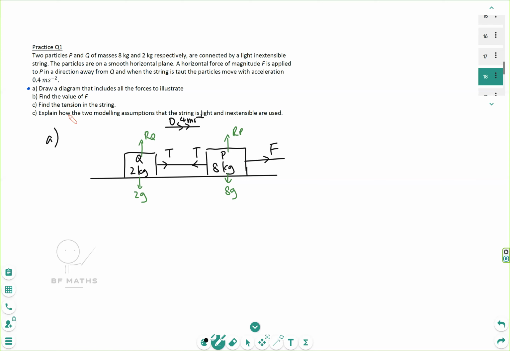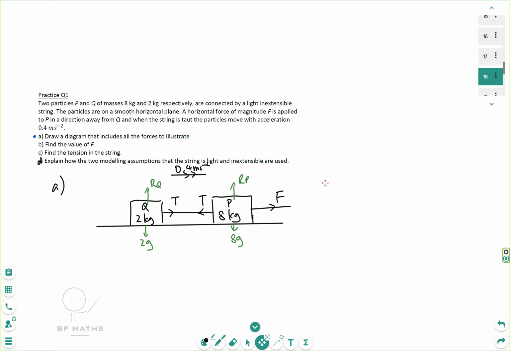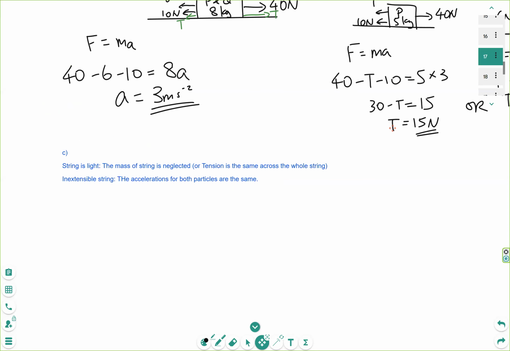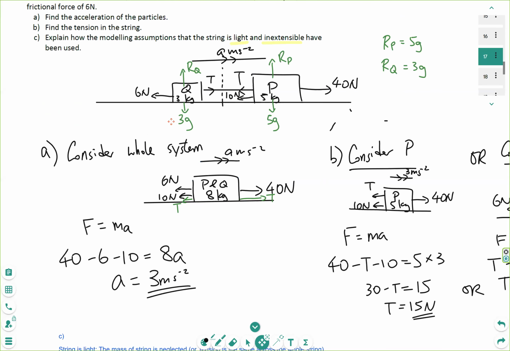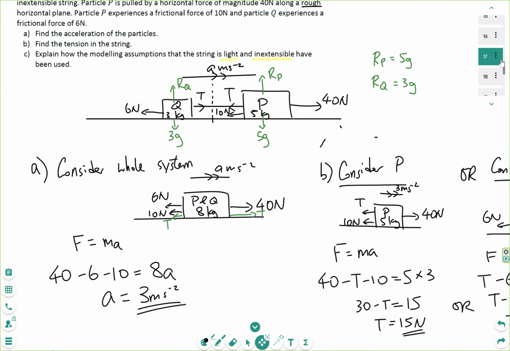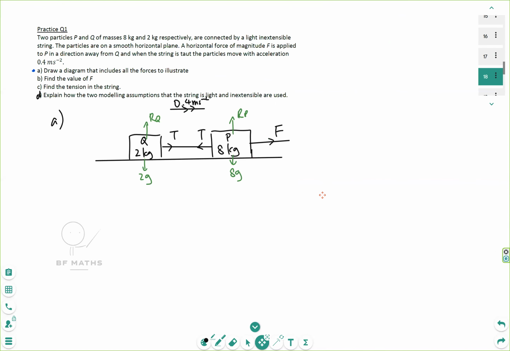Have a go at part B and part C. Or actually, have a go at the rest of them, B, C, and D. Obviously, there's a typo in here. Whenever you're ready for the answer, you can press play. But otherwise, if you need some help, have a look at the previous example. What did we do? Consider the whole system first and then consider each particle individually. So pause the video, have a go. When you're ready for the answer, press play.